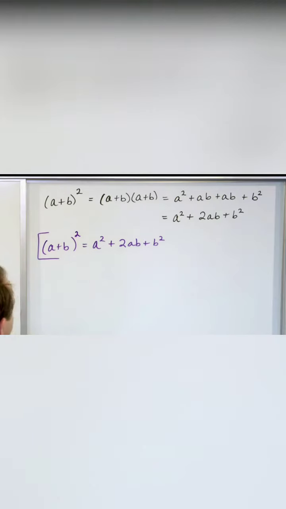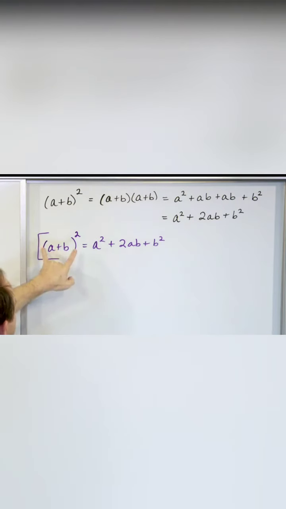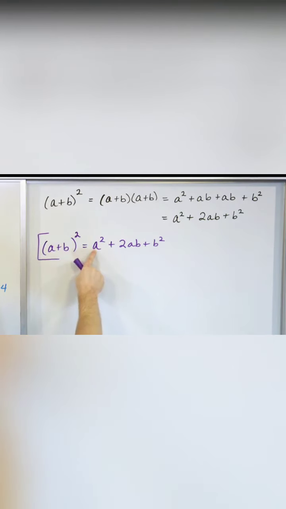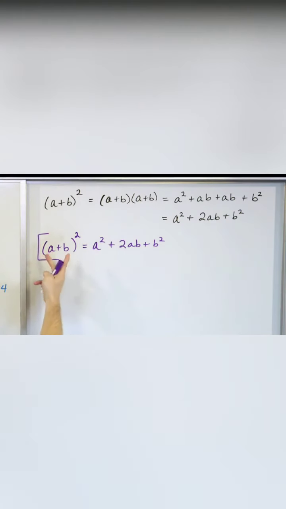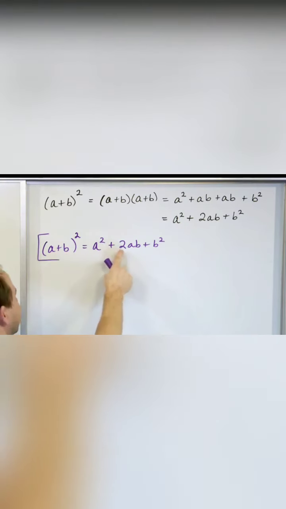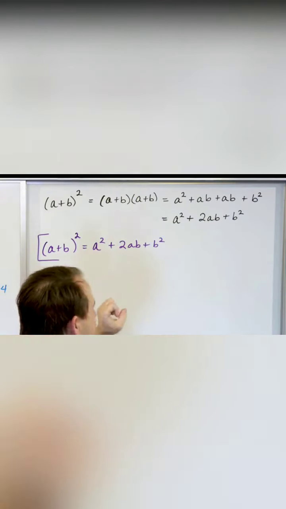So what this means is, if you're given something plus something, and you have the whole quantity squared like that, then really you can think of this square term as going in and affecting the a, making a squared, then going and affecting the b and making b squared, but there's an interior term that comes about, which is because of both of the terms there, which is 2 times the first thing times the second thing here.